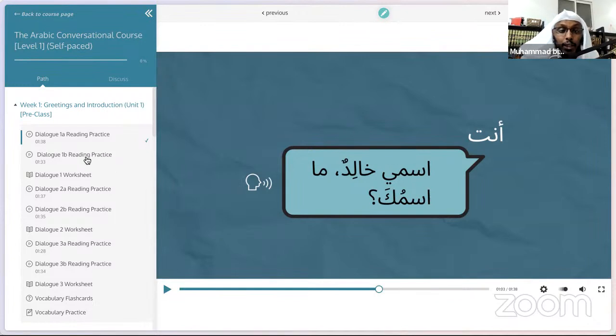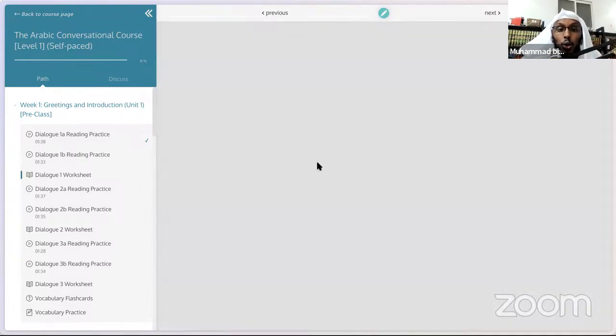So that's the reading practice. After that, we've got something called the dialogue worksheet. And this, mind you, is what you do before the lecture. This is what we call pre-class. This is the homework that you do before the lecture even starts. So please keep that in mind, okay?